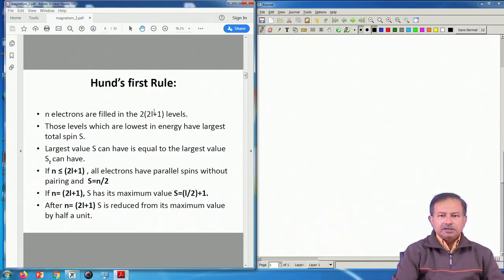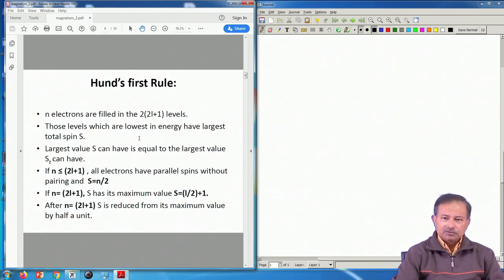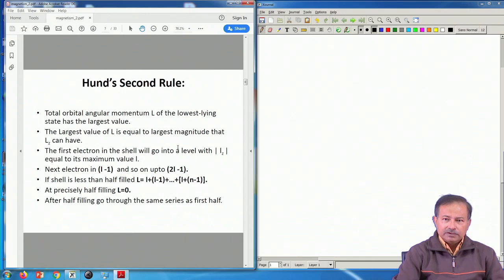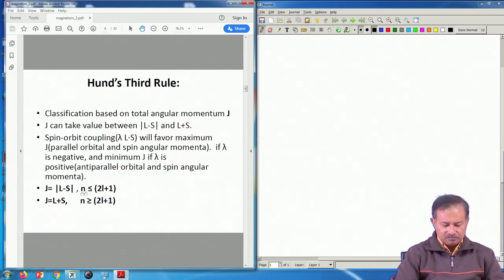Then we went ahead and did Hund's rules. This is required because we need to know L and S, and of course J. So, these are the 3 rules, 1, 2 and 3, in that order. You have to first apply rule 1, then apply rule 2 consistent with rule 1, and then apply rule 3, if the spin orbit coupling is strong enough, consistent with rules 1 and 2. So, that is the scheme.